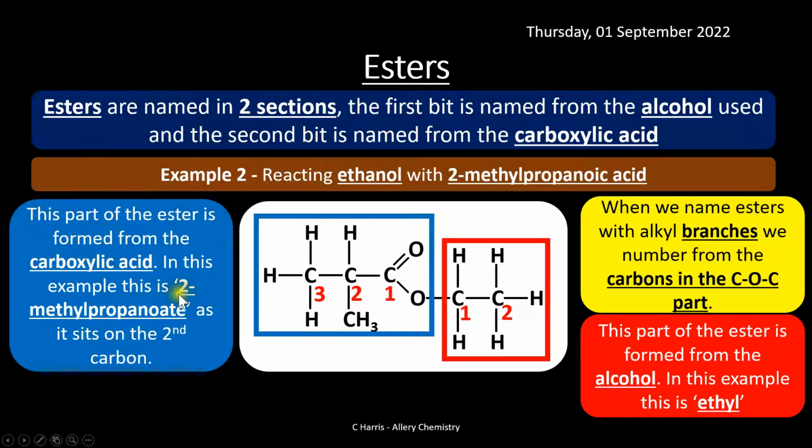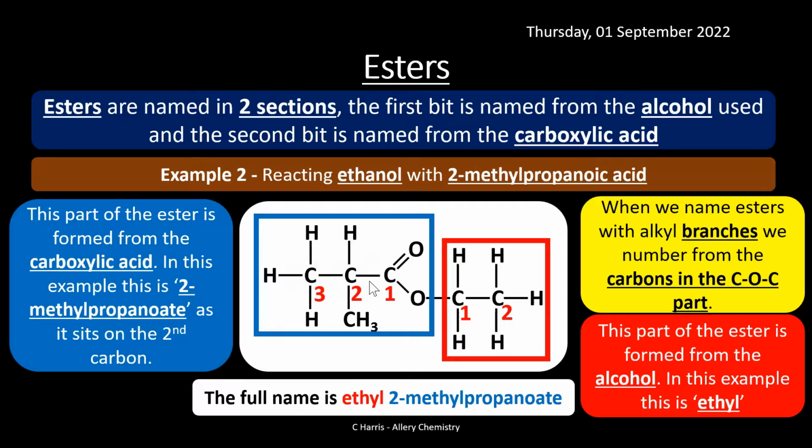So in this example, it is 2-methyl propanoate because you've got a methyl group on the second carbon, and it's prop because you've got 3 carbons, so it's propanoate. So the full name of this is ethyl 2-methyl propanoate. Okay, so hopefully you get that. So you're naming it backwards to an extent. So you name this bit first, which is always derived from the alcohol. Anything to the right of this group here comes from the alcohol. Obviously, this bit here has originally come from the carboxylic acid.